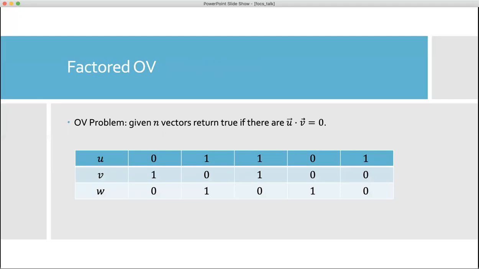Okay, so let's just start with factored OV. And then it'll become clear how the factored version of any problem is defined. So remember that in the OV problem, we're given n vectors, and we are asked if there are 2 vectors that are orthogonal. For example, here only V and W are orthogonal.